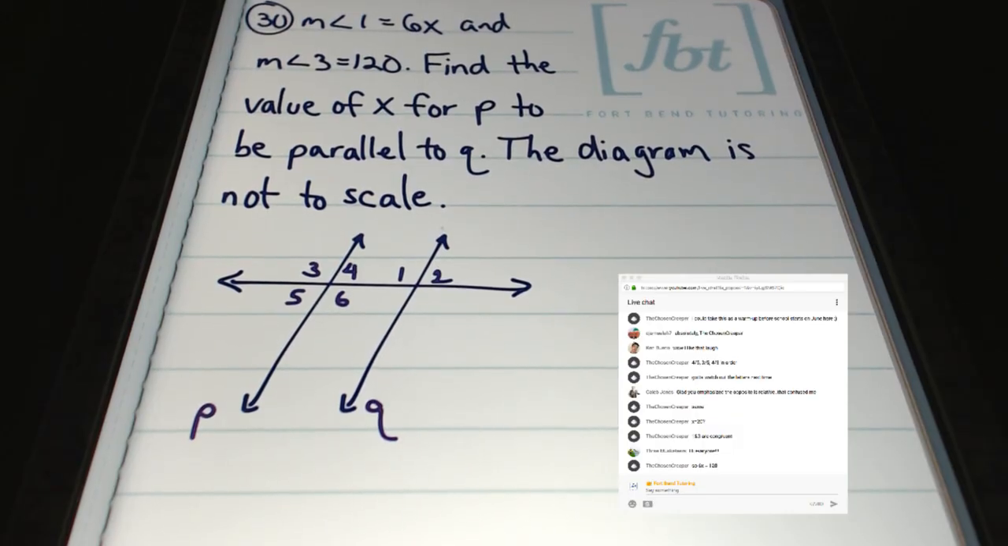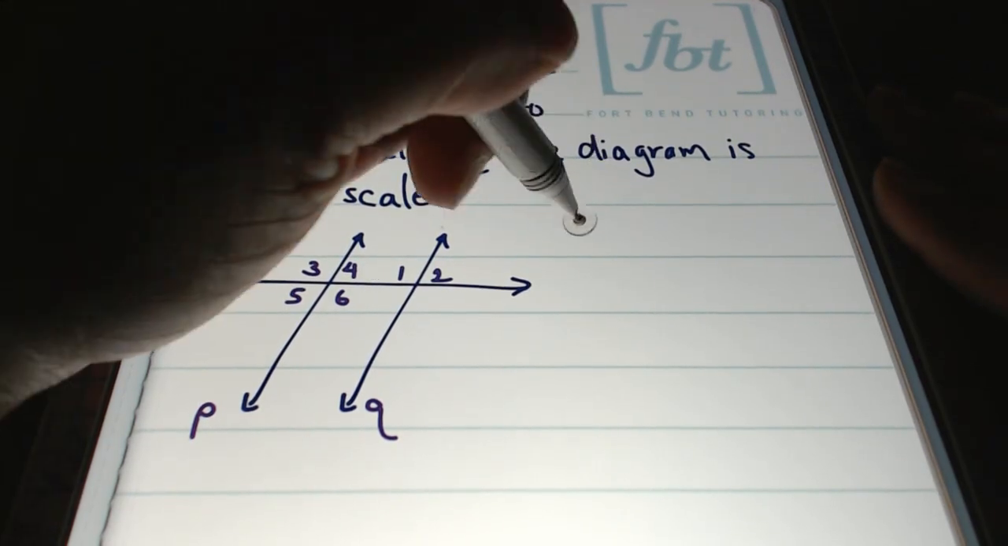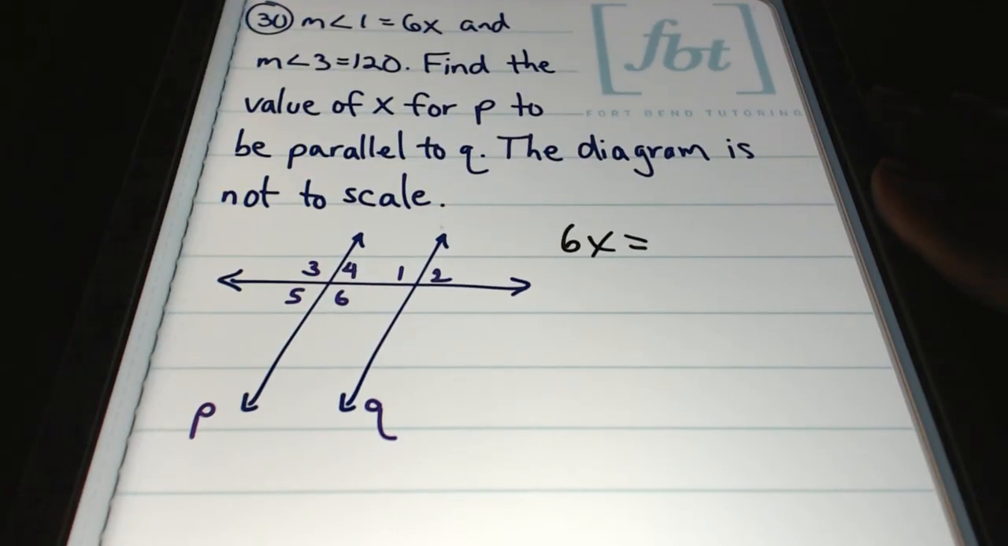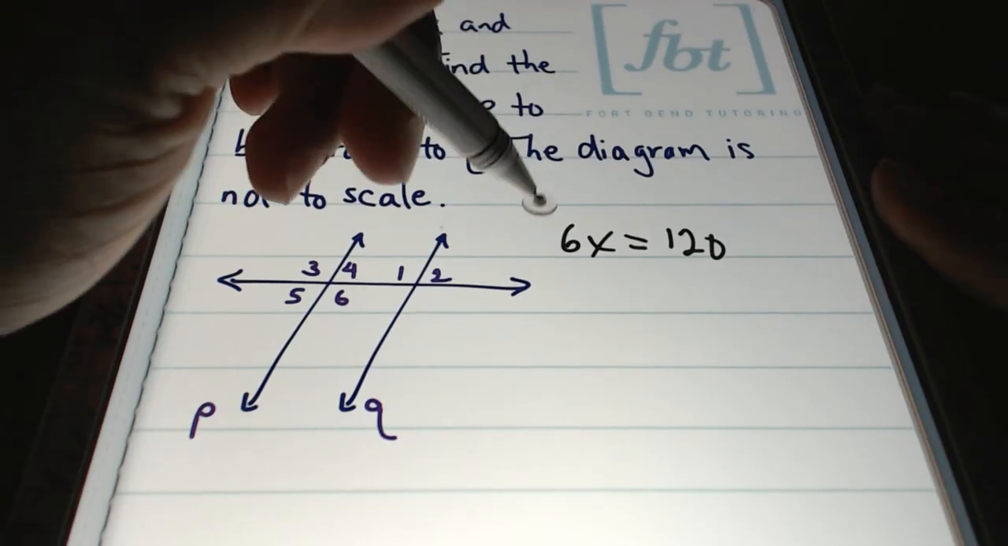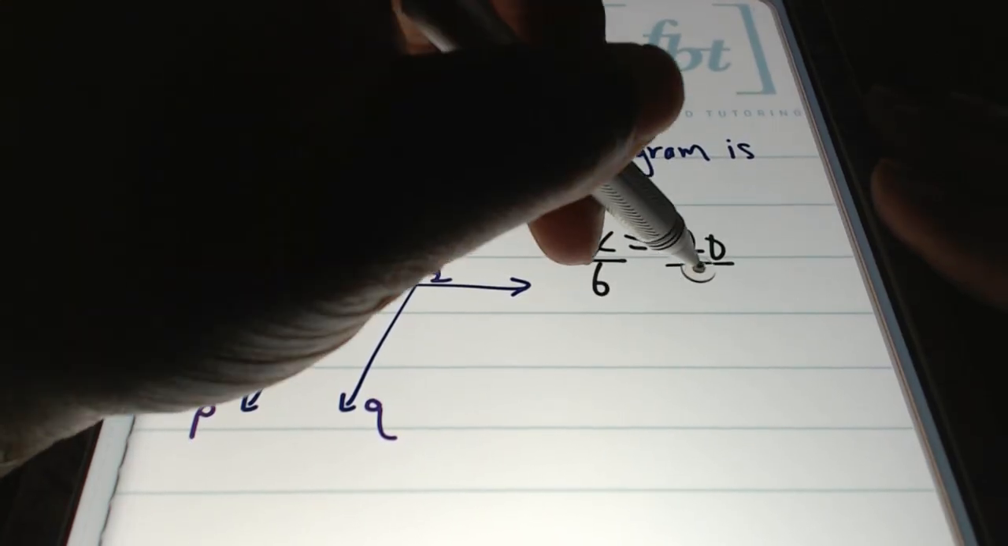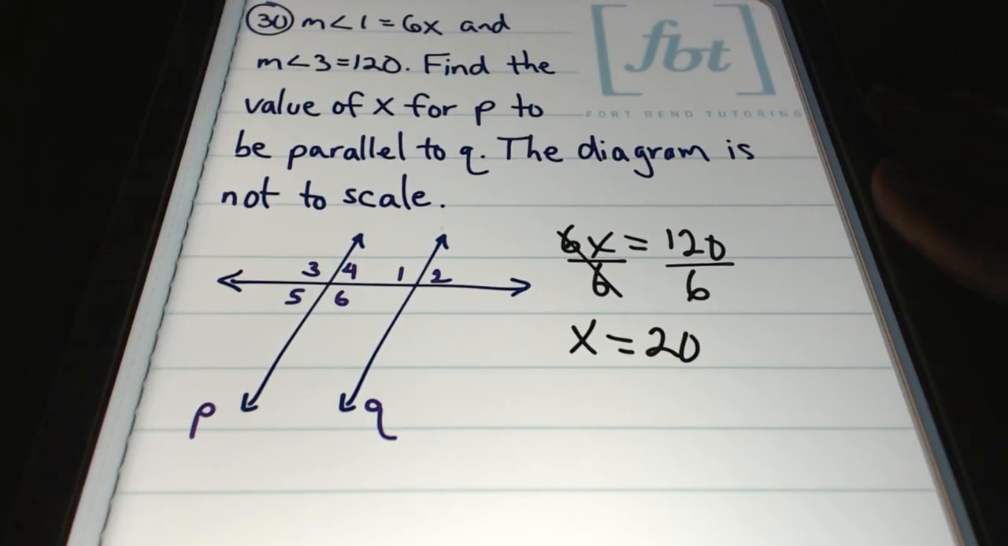We're going to go ahead and show, just as Chosen Creeper has already set up, guys, that 6x, which is the measurement of angle 1, would have to be equivalent to the measurement of angle 3, which is 120 degrees. In solving for x, all you had to do is divide both sides by 6, and you'll find that x equals 20, and that's your answer.